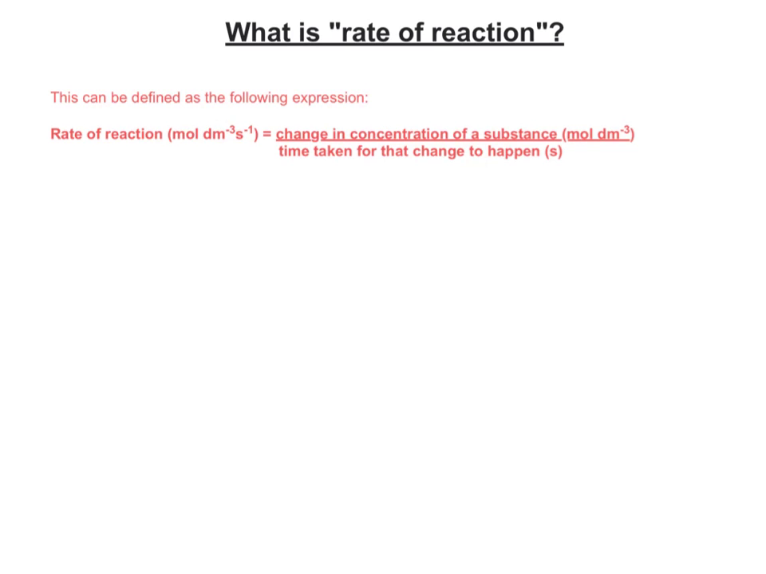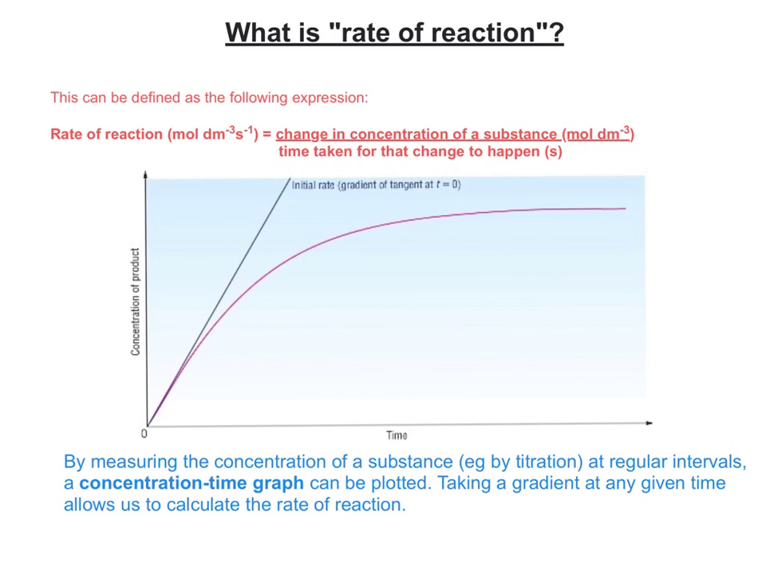This can also be represented graphically. So if we were able to measure the concentration of a product or a reactant at regular intervals, we can produce something called a concentration time graph. And therefore we can take a gradient at any given time to calculate the rate of reaction. So it's quite easy to take the gradient. What you do is you take a tangent.